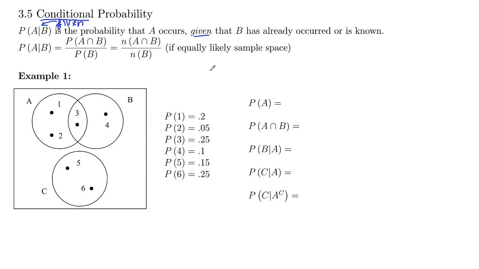And what the given probability does is it restricts your sample space. So we define the conditional probability of A given B to be the probability of A and B occurring divided by the probability of B. Now, if our sample space is equally likely, then we can just use the raw numbers here. So the number of sample points in A intersect B divided by the number in B.